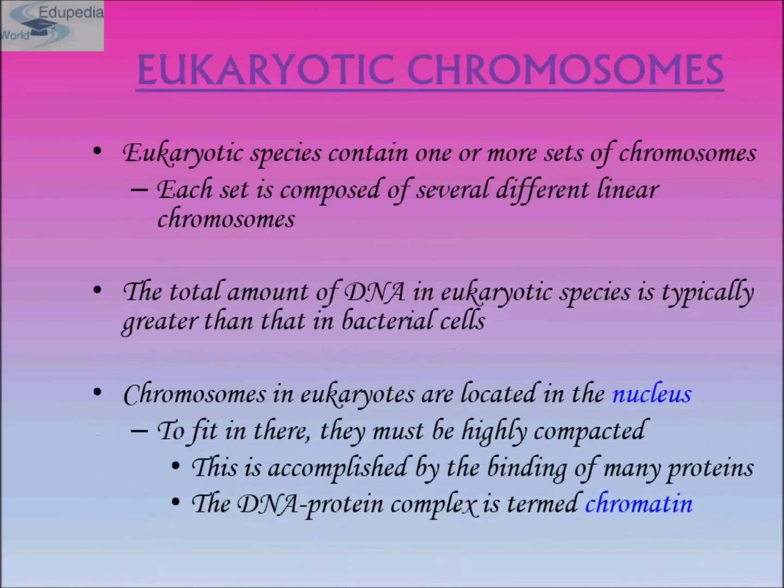Now come to the eukaryotic chromosome. Eukaryotic species contain one or more sets of chromosomes. Each set is composed of several different linear chromosomes. The total amount of DNA in eukaryotic species is typically greater than that in bacterial cells. Chromosomes in eukaryotes are located in the nucleus. To fit in there, they must be highly compacted. That chromosome compaction is my next presentation, so stay tuned for that.